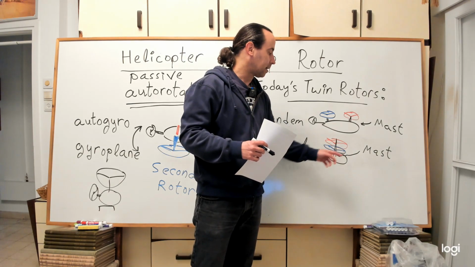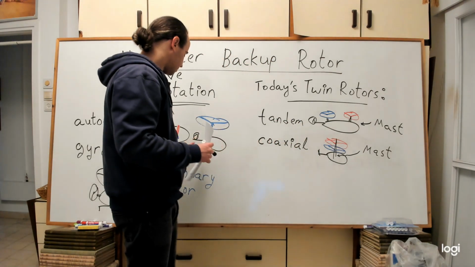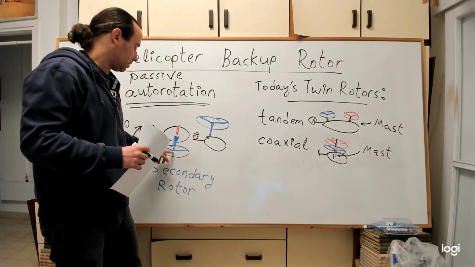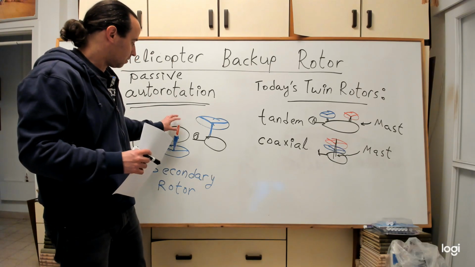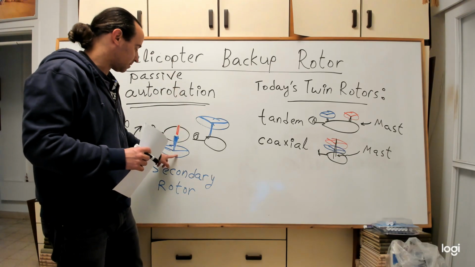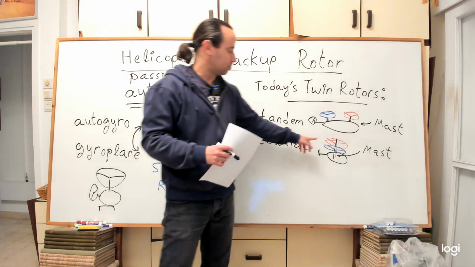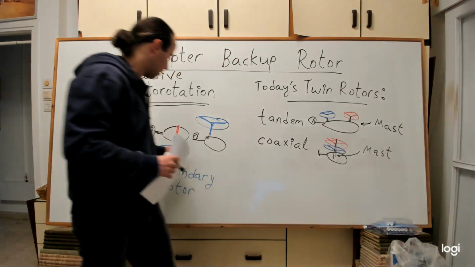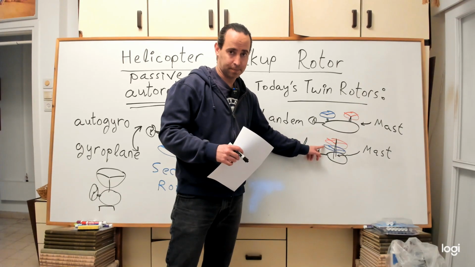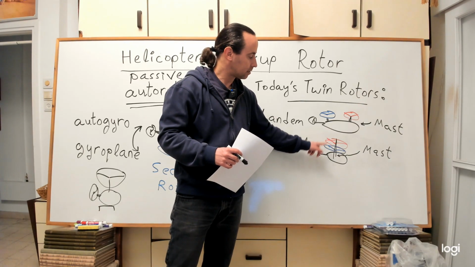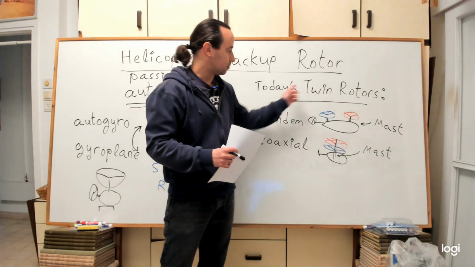The rotors are going in opposite directions. If you are connecting this one, in my design this is passive. But if you are connecting this, then you should do it to the engine. Then it should be in the opposite direction, this in one direction and this in the other, like they do in coaxial twin rotors.